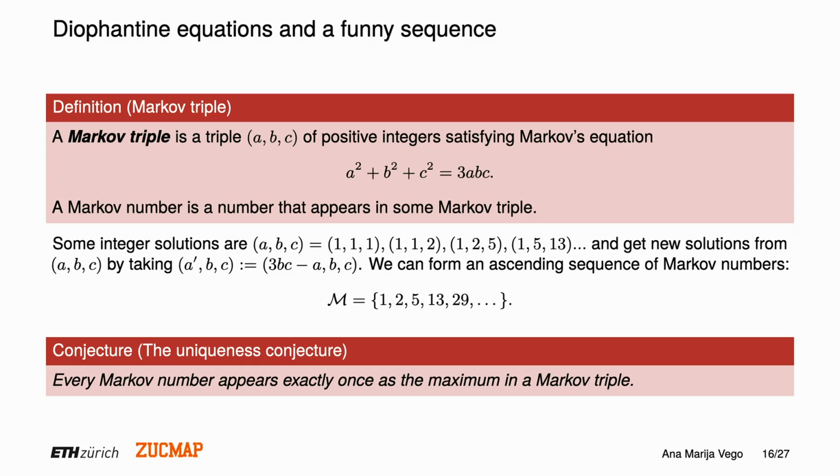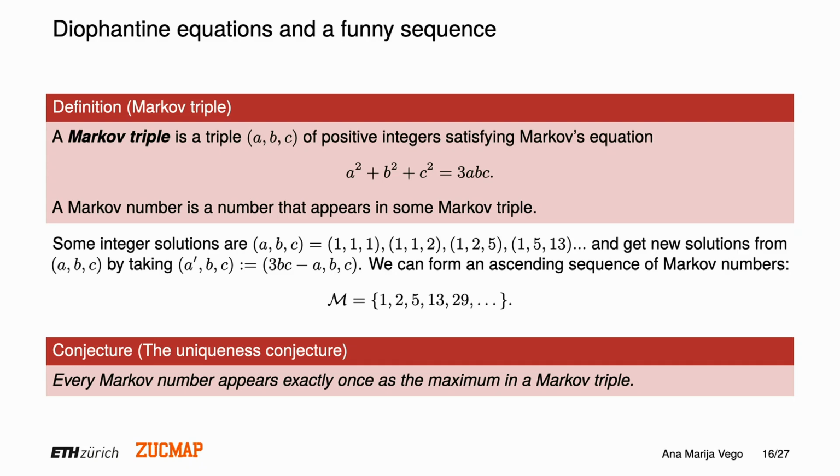Like, okay, we can look at some solutions of this equation. The simplest solution is obviously 1, 1, 1. We have also 1, 1, 2, 1, 2, 5, 1, 5, 13. And I write these solutions such that c is always the greatest, the biggest number in the triple.